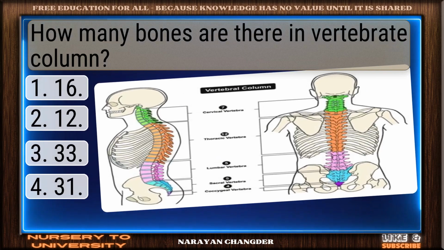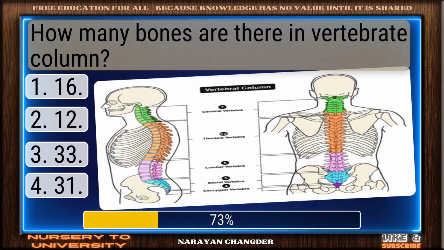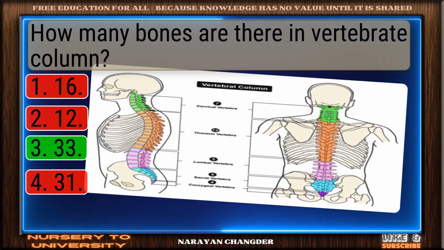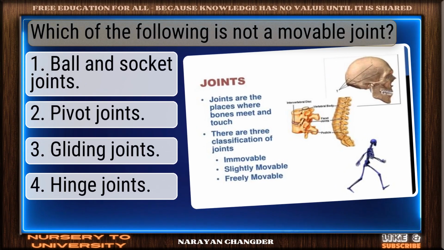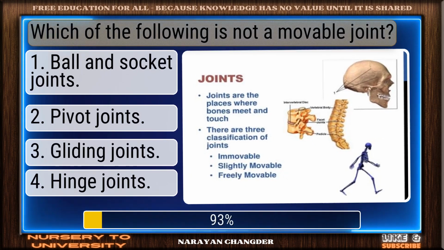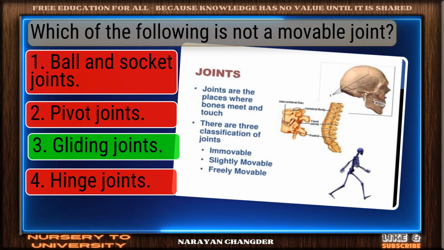How many bones are there in the vertebral column? Good job. Your answer 33 works well here. Which of the following is not a movable joint? Smart move. Gliding joints is an accurate answer.